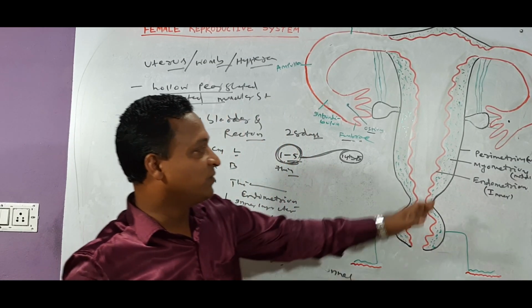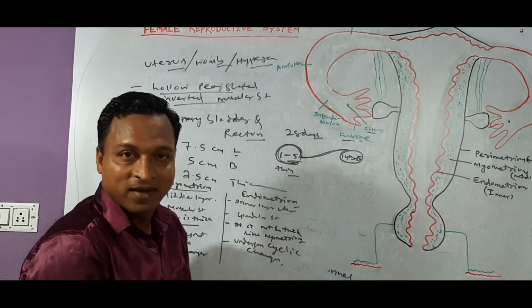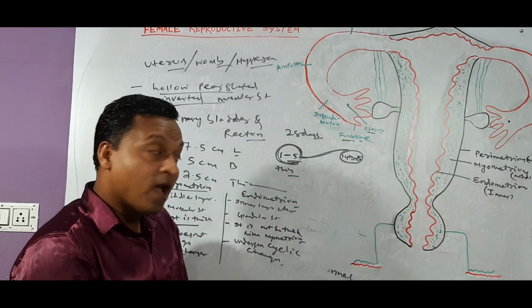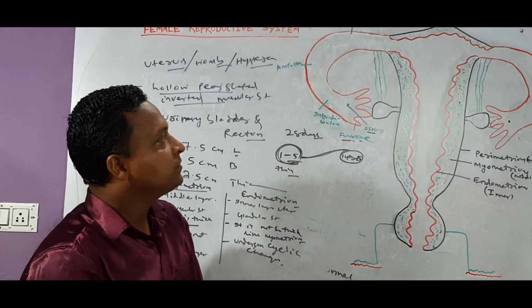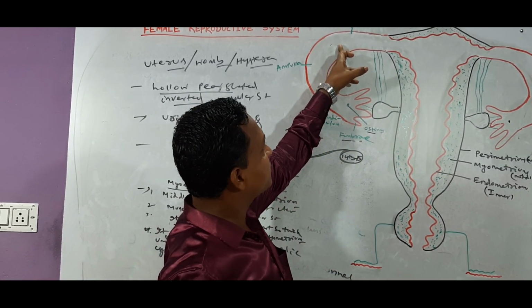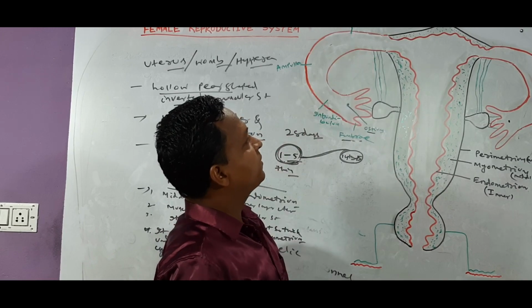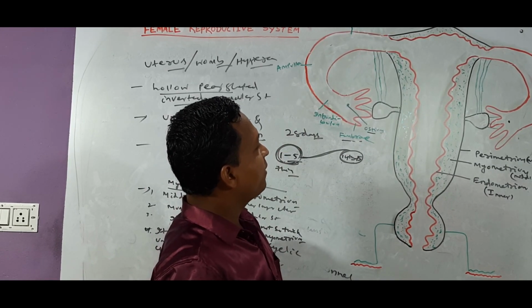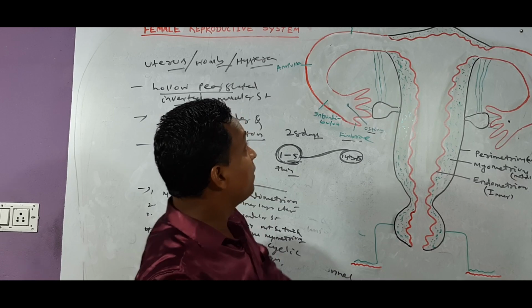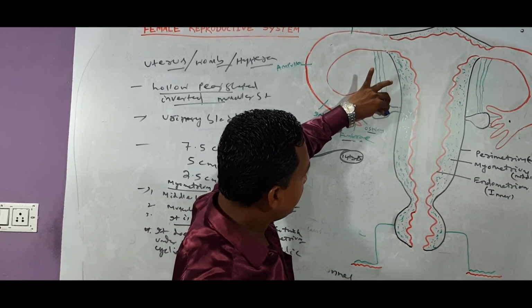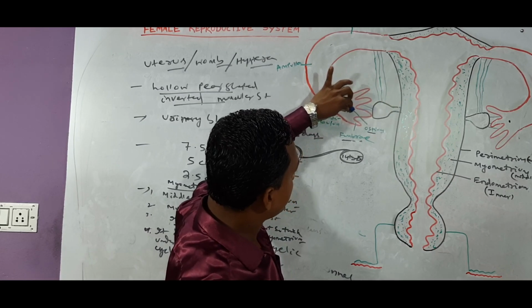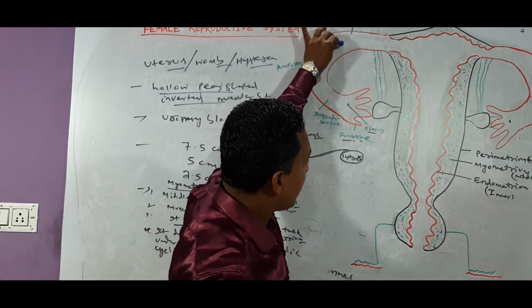The answer is endometrium. Clear? And another additional point: fertilization takes place at the junction of ampulla and isthmus. Try to focus, my dear. Very interestingly, this is the ovum coming out. Which one? Ovary releases the ovum by which process? Ovulation. It comes here.